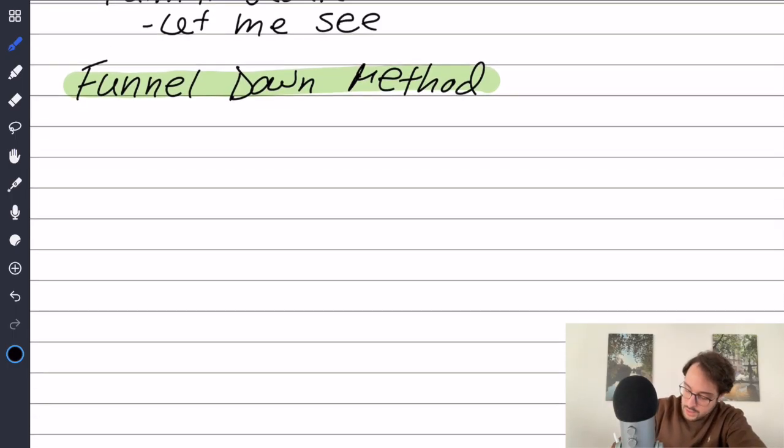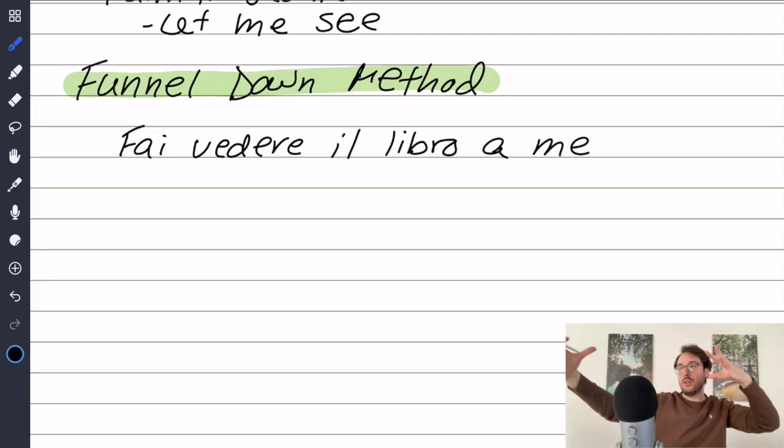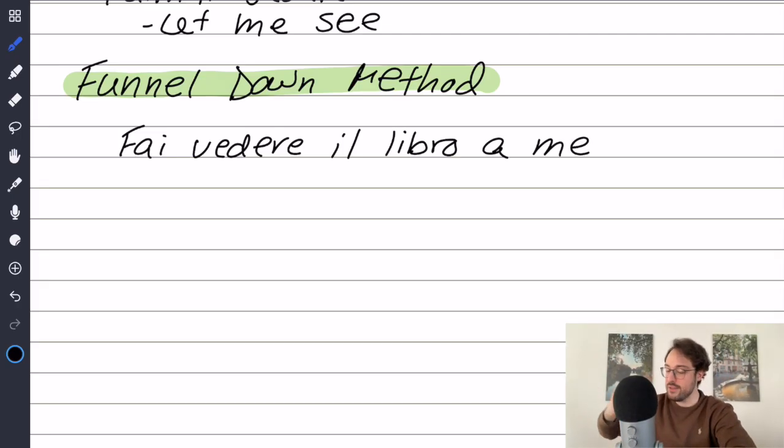Let's begin. Let's say, fai vedere il libro a me. So we're going to begin with a really elongated statement here, okay? Fai vedere il libro a me. You show the book to me. You make me see the book, is what it also means, okay? Fai vedere il libro a me.